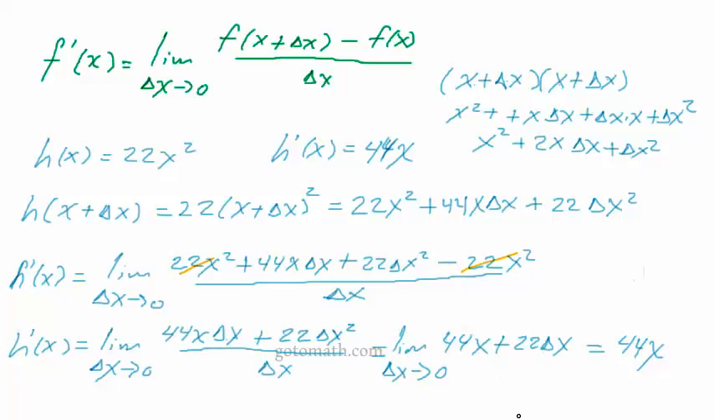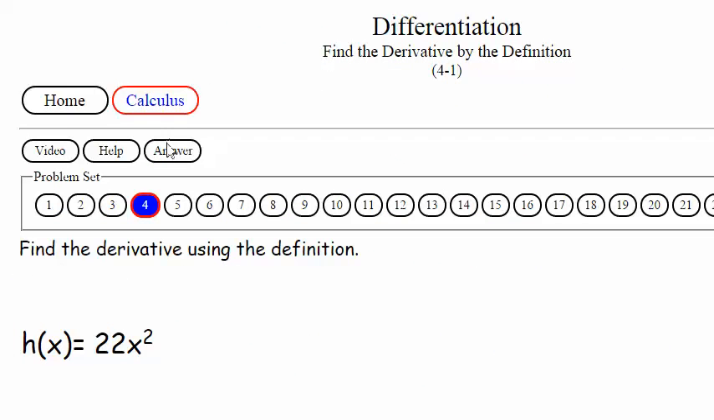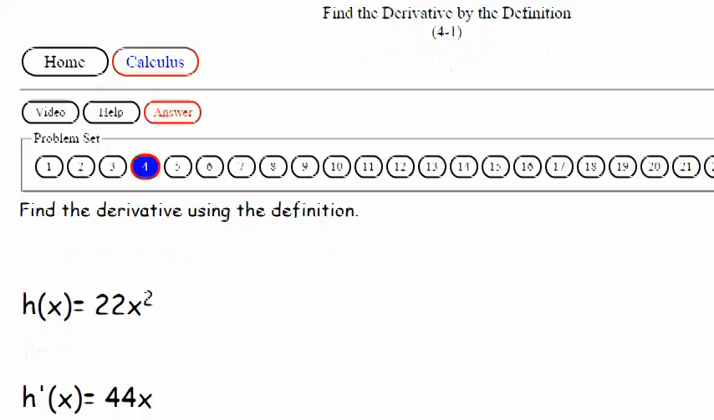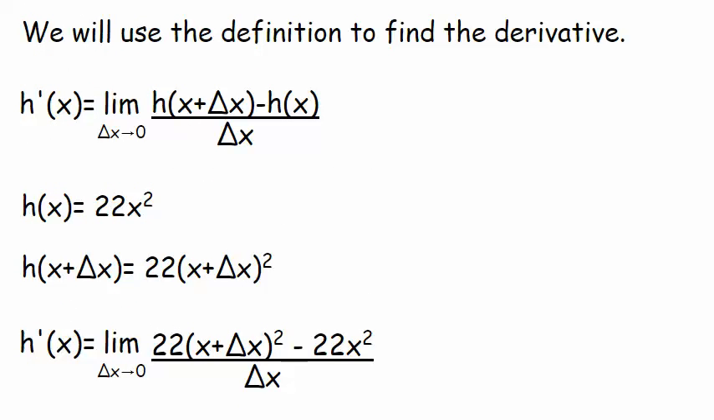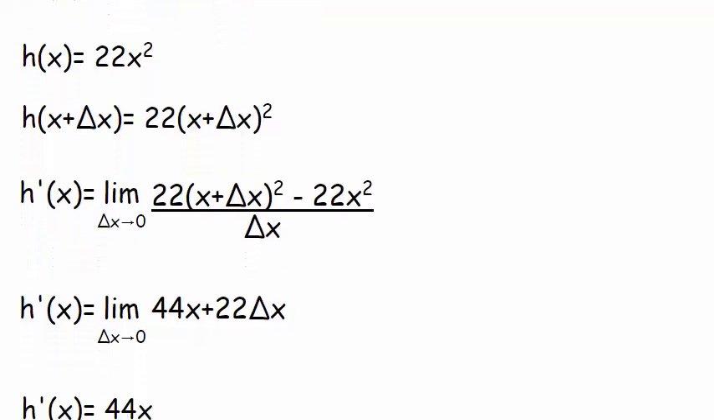Alright. Move back over to the web page. Let's hit answer. And of course you can see h prime of x is equal to 44x. And if we click the help button, which I will do, we kind of go through the same procedures. I think I skipped a few things here, but anyway, you see how we did it in the video.